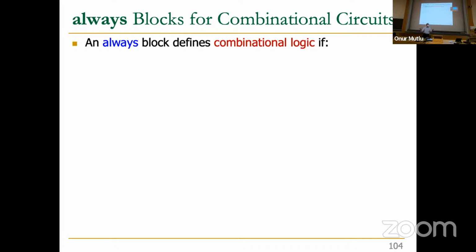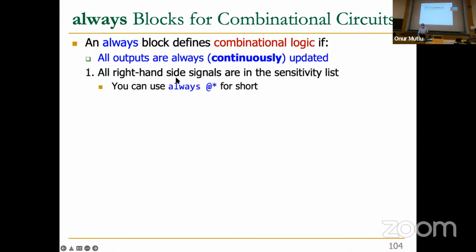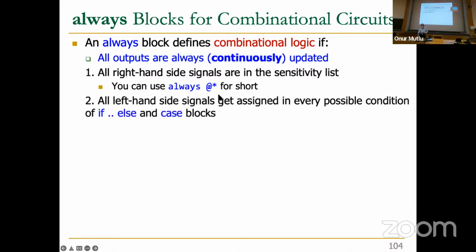you omit something. So, to repeat myself, an always block defines combinational logic if all outputs are always continuously updated, meaning all right-hand side signals are in the sensitivity list, meaning inputs are in the sensitivity list. You can always use always @(*), asterisk for short. Basically, any input triggers the execution of the statements in the always block. And all left-hand side signals, meaning outputs, get assigned in every possible condition of if, else, and case blocks. Okay, I think you've seen an example of this.